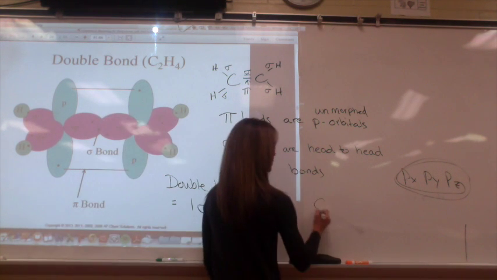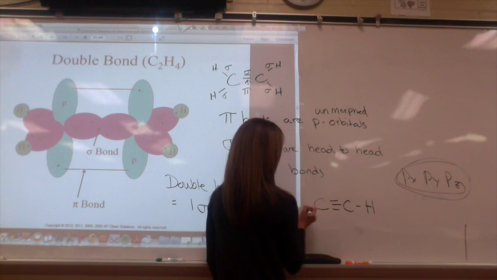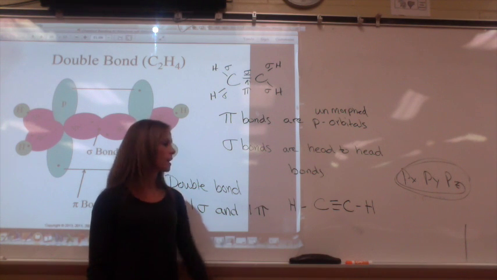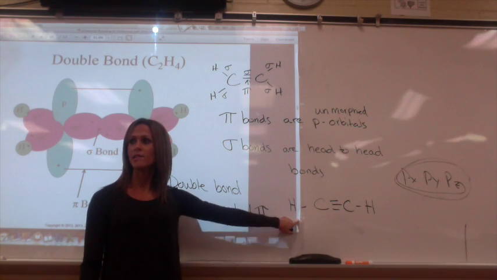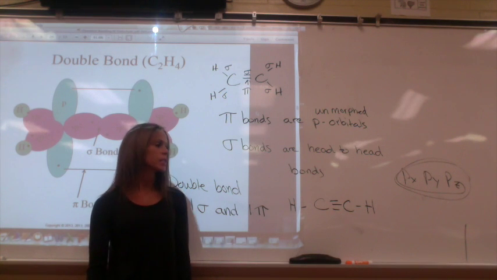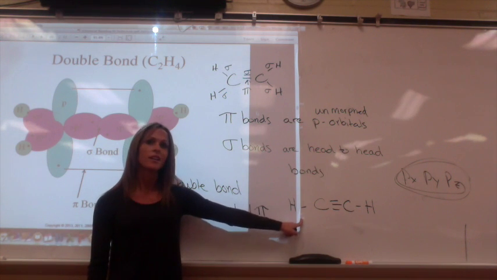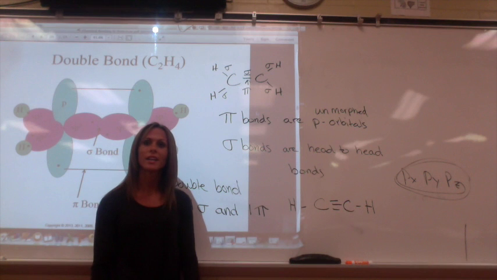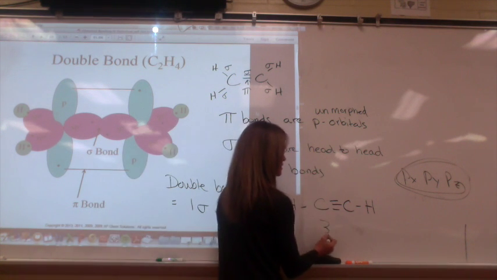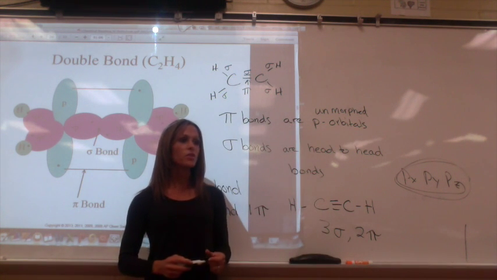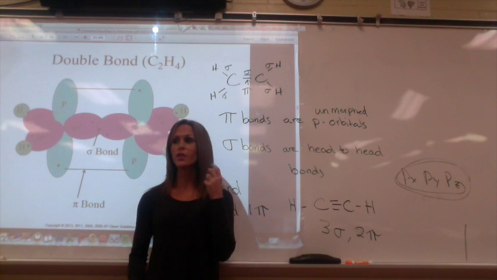So if I draw this for you, how many sigma and how many pi? Don't call out, just try to answer that. Stuart, how many sigma? 3. Brian, how many pi? 2. So I have 3 sigma and 2 pi. Anybody not understand that? So sigmas are your first bonds, pi's are your second or third.